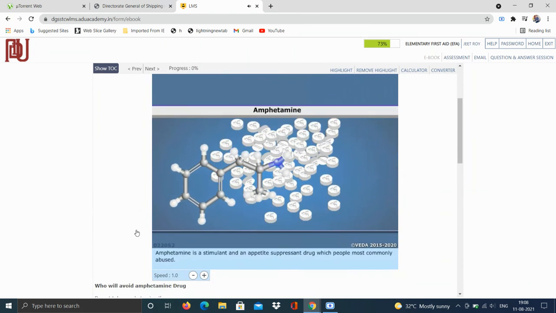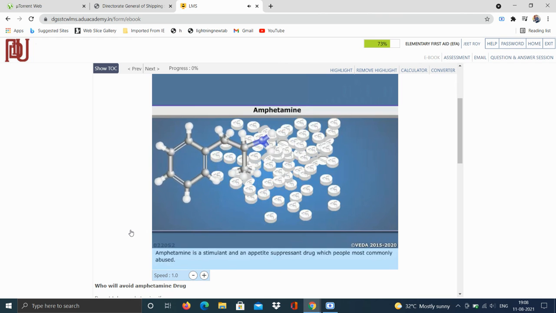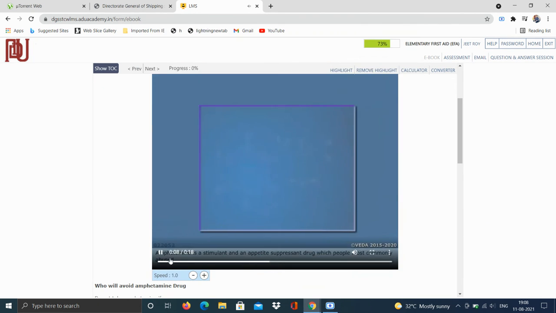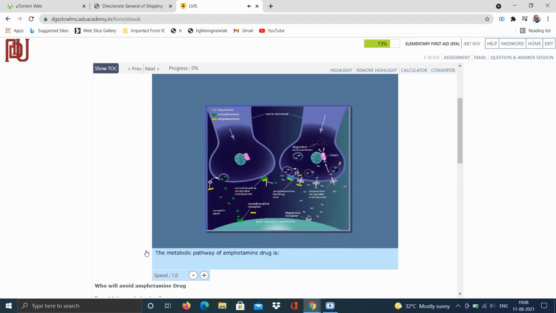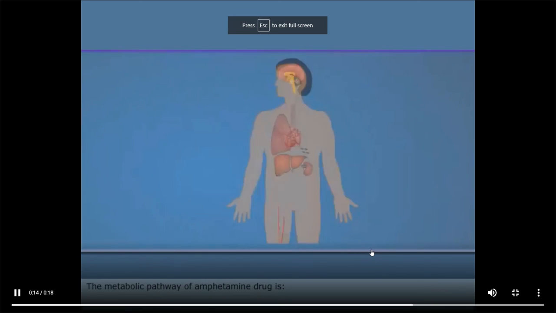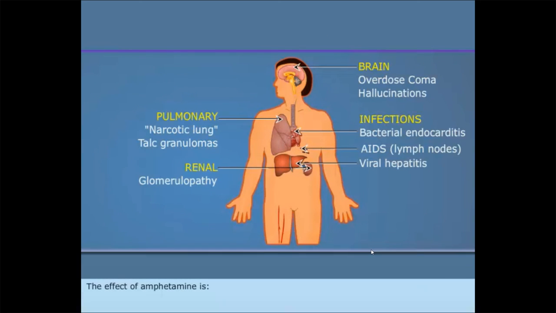Amphetamine is a stimulant and an appetite suppressant drug which people most commonly abuse. The metabolic pathway of amphetamine drug is shown, and the effect of amphetamine is shown.